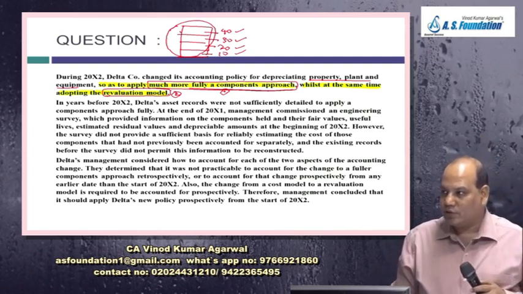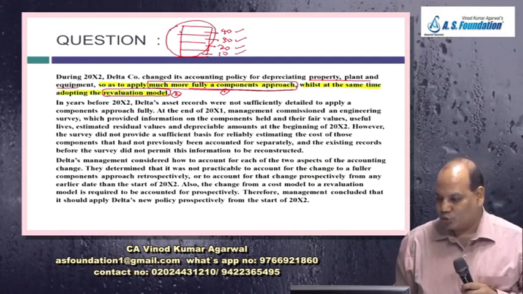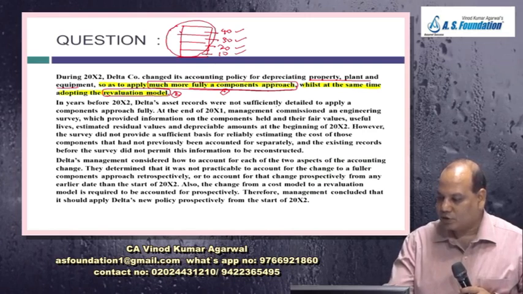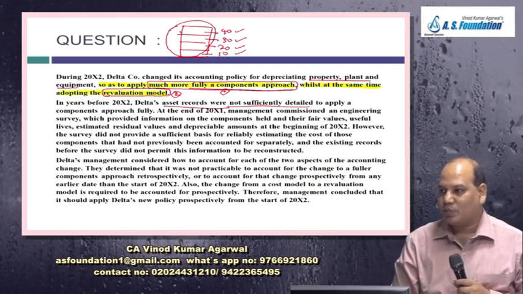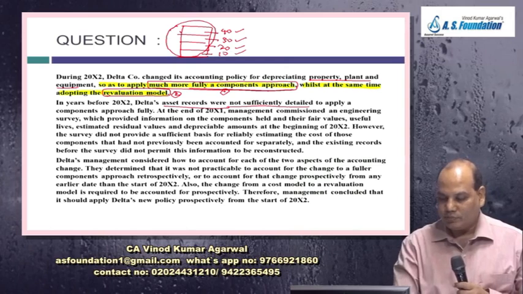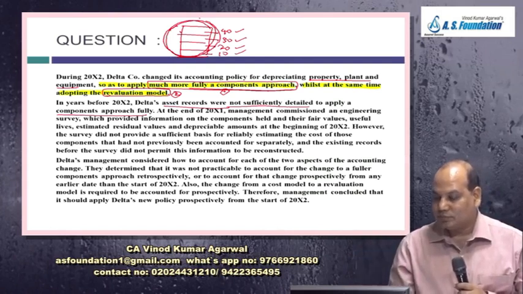And is it a voluntary change or is it a change due to requirement of IFRS? Seems to be voluntary so far. In the year before 20x2, Delta's asset records were not sufficiently detailed. Oh. So there is a difficulty. Not sufficiently detailed means you have not maintained a detailed record of components of each property, plant, equipment. To apply a component approach fully, you need the data of each component also when you purchase that item. Now you can't do that.